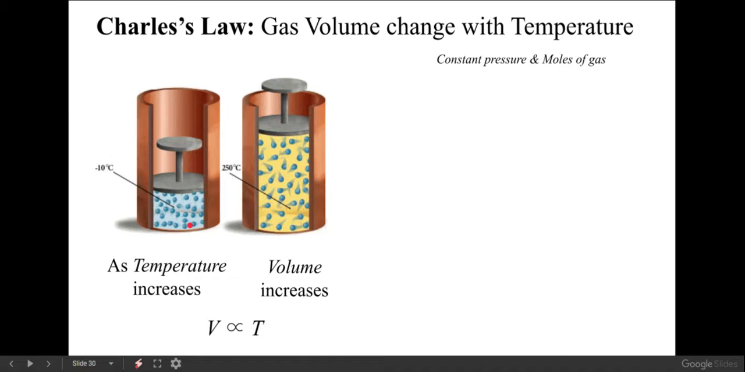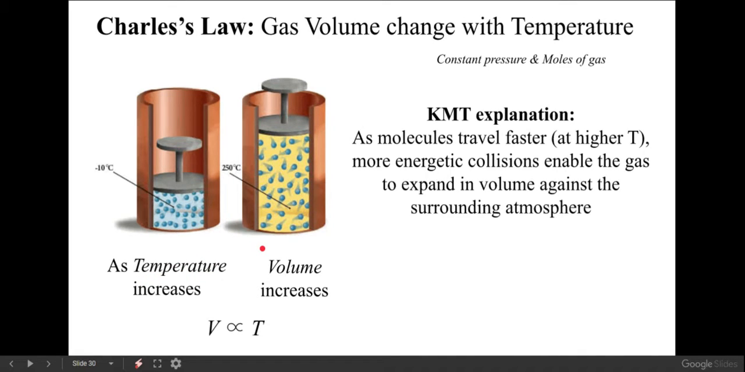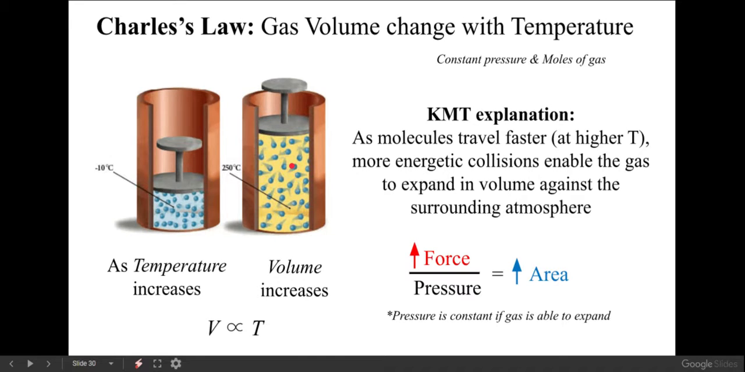So instead of being inversely related like pressure and volume, volume is directly proportional to temperature. So temperature goes up, volume goes up. Again, we can think of this with more kinetic energy. The particles travel faster. When they travel faster, there are more collisions, and with constant pressure, that's going to cause expansion.